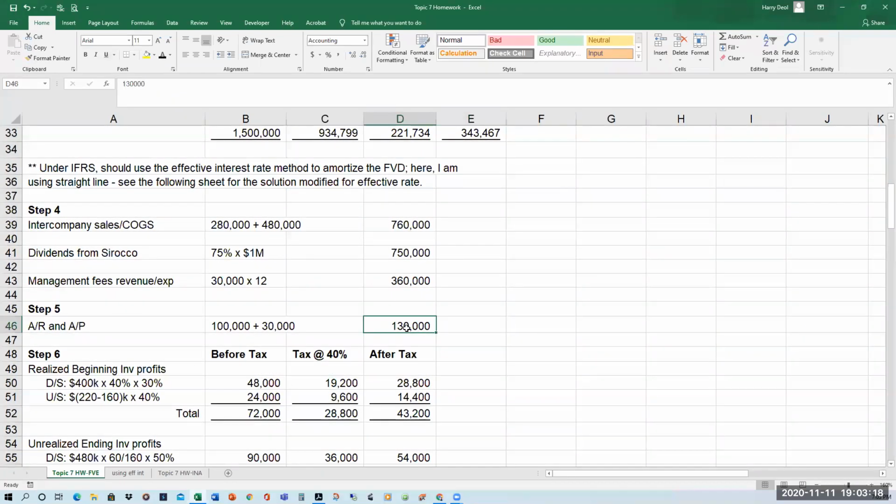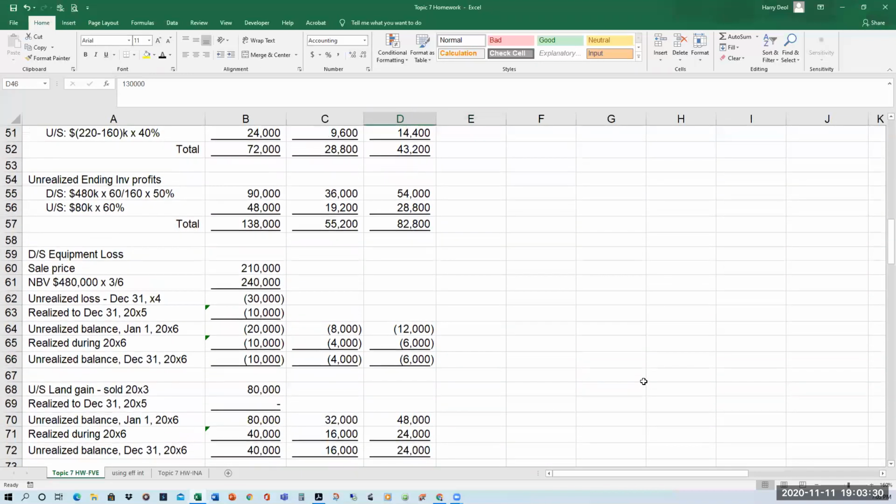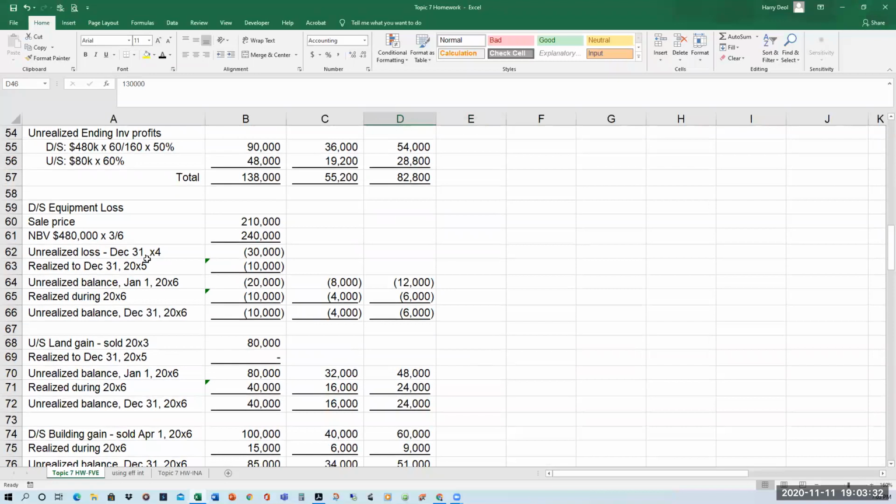From step 5, you will subtract $130,000 from both accounts receivable and accounts payable. And then with regards to step 6, any ending profits imply an overstated asset. Any ending unrealized losses imply an understated asset. So for the ending inventory profit, the total amount of the profit is $138,000. That's the amount by which inventory is overstated. So you want to minus $138,000 on the consolidated balance sheet.